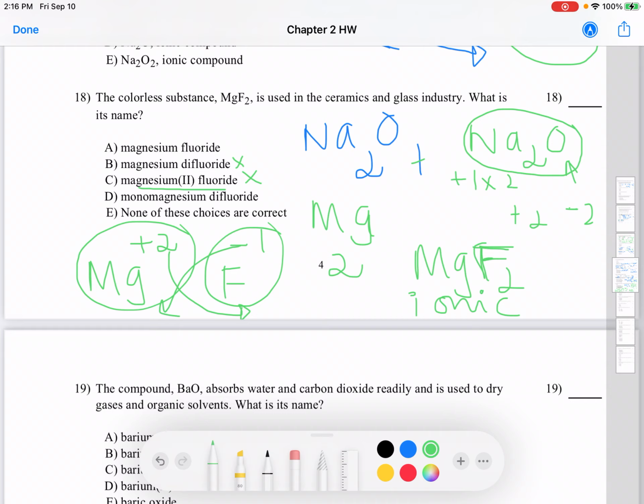If an element or a metal involves a transition element, some of these transition elements can have more than one oxidation number. Then we will have to say in parentheses what the oxidation number is if the element is a transition metal. But magnesium is a main group element, so you don't have to say magnesium 2 fluoride, you just say magnesium fluoride. Okay.